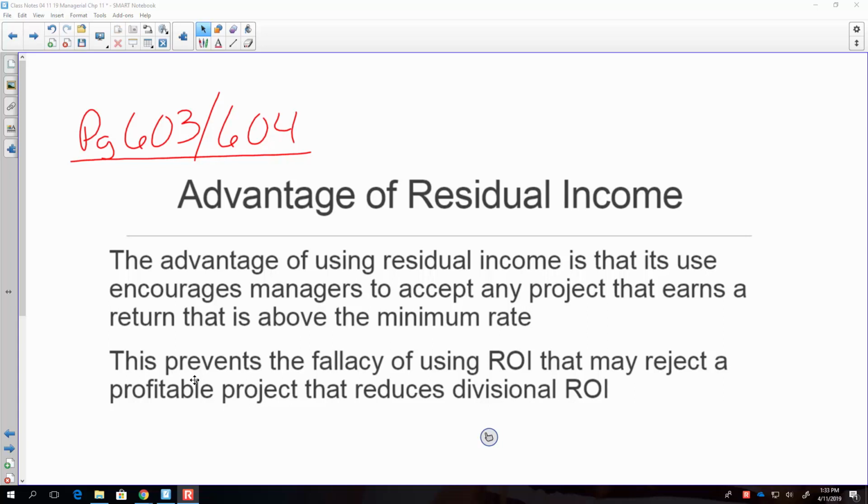All right, for today, guys, we're going to continue our discussion on Chapter 11.